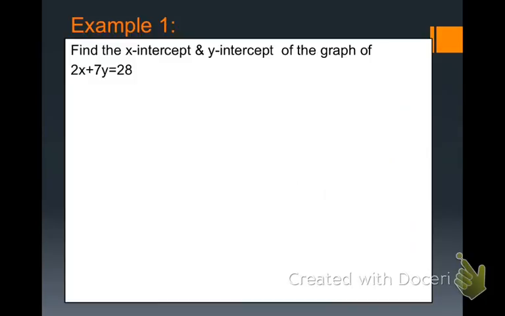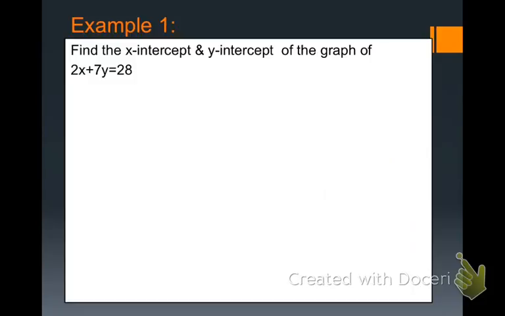So to find the x-intercept, you're going to substitute 0 for y and solve for x. And to find the y-intercept, you're going to substitute 0 for x and solve for y. So remember, whatever intercept you're trying to find, you don't want to get rid of that variable. You want to substitute 0 in for the variable you're trying to get rid of. So for the x-intercept, substitute 0 in for y, and for the y-intercept, substitute 0 in for x.